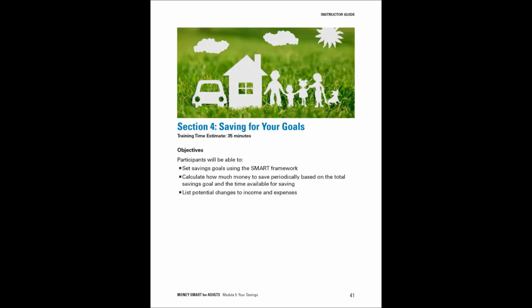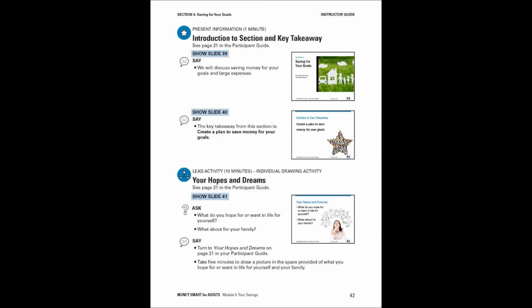Section 4, Savings for Your Goals. The objectives in this section is to help participants to be able to set savings goals using the SMART framework, calculate how much money to save periodically based on the total savings goal and the time available for saving, and list potential changes to income and expenses. You'll introduce the section on slide 39 and the key takeaway on slide 40. Create a plan to save money for your goals.